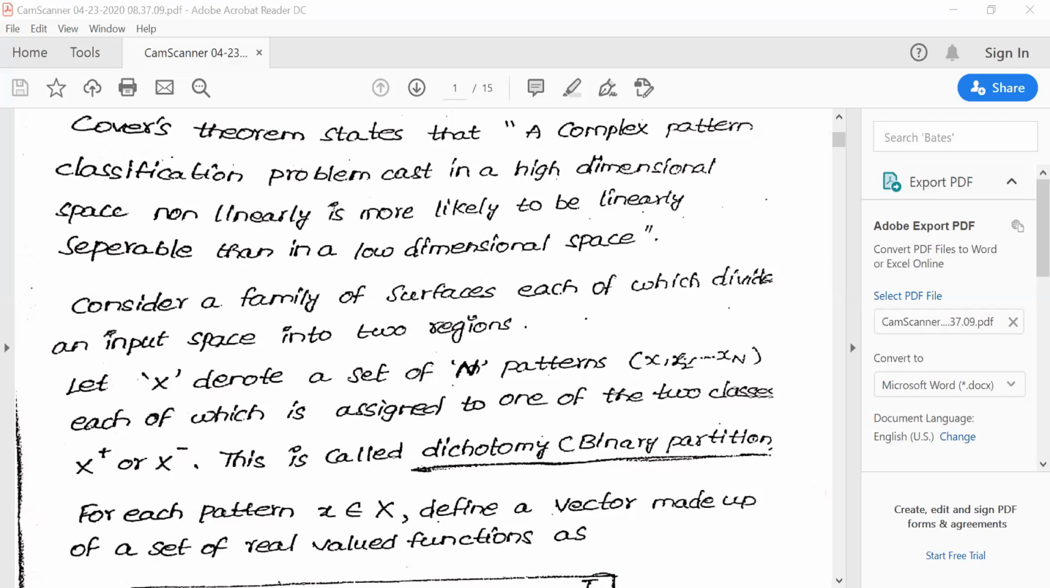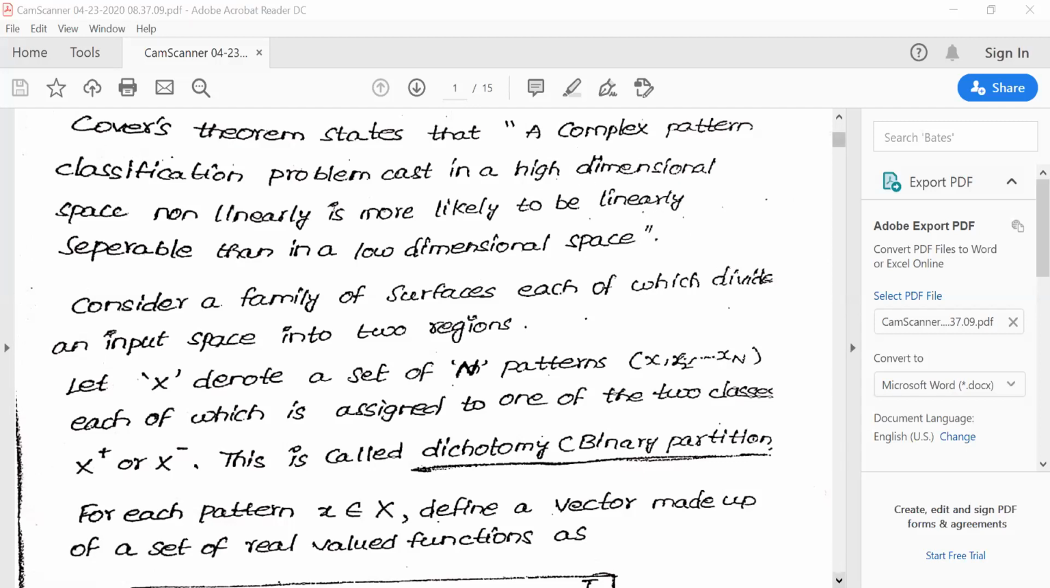If we are not able to find a solution in low dimension space, we map that low dimension space into a high dimension space by using nonlinear mapping. We did it in nonlinear SVM design. Covers theorem states that only. You can write it in your own words. There is no need to read this as it is. It simply says that something which is not having a solution in low dimension space, you can convert it into a high dimension space. Then you can find a linear solution for it. That is the meaning of this covers theorem.